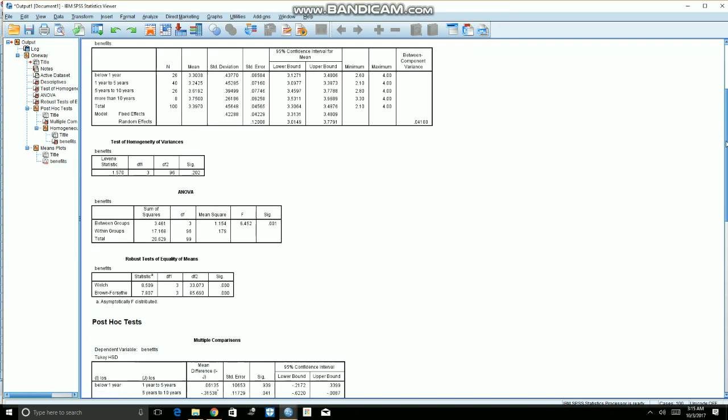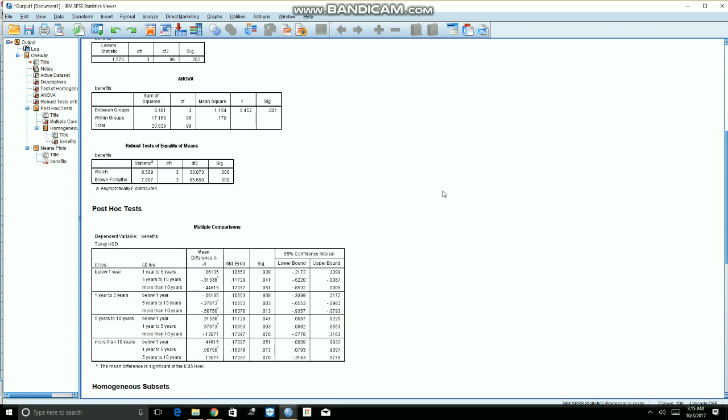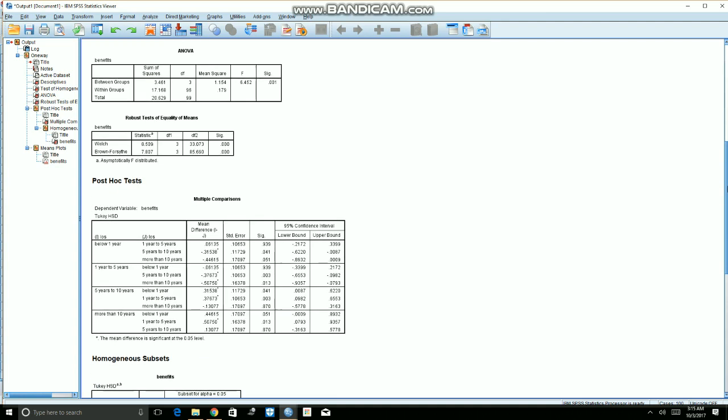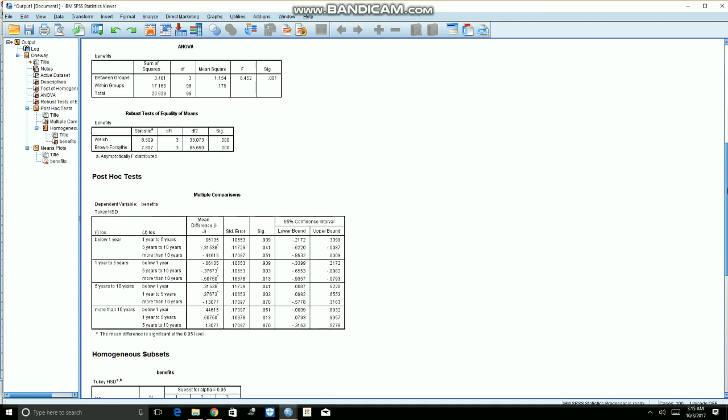Next, the post hoc test. This is the summary of all the data and tables given above. It shows the different variables. We have below 1 year, 1 to 5, 5 to 10, and more than 10 years, and the dependent variable benefits, with the mean, standard error, and the significance.